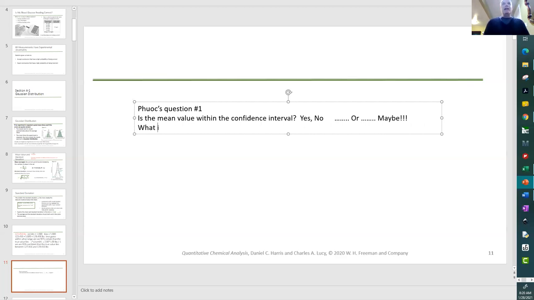Let's see here. What is the chance that the true mean is in the Y percent confidence interval? Oak, you answer this one. It depends on which Z value. No. Look at the question. What is the chance that the true mean is in the Y percent confidence interval?